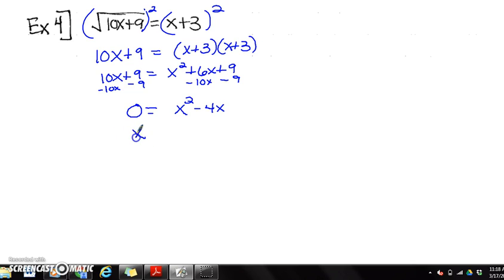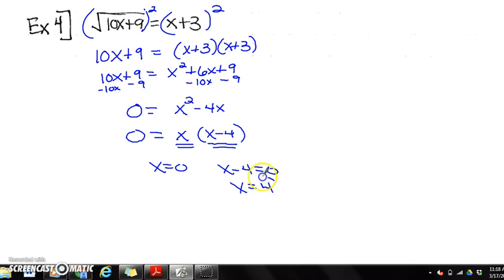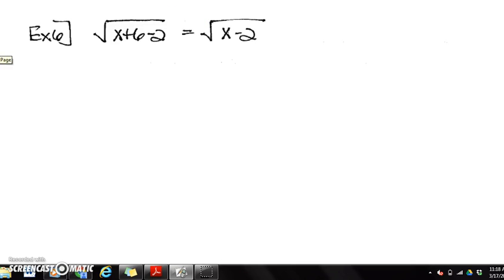But it's simple. You just always want to look for a GCF. So we're going to take out an x, and get an x minus 4. You're going to set each piece equal to 0, so x equals 0, and x minus 4 equals 0. So that means these are our two solutions. Easy enough. Go ahead and check them. See if they work. But I'm going to move along to this problem.